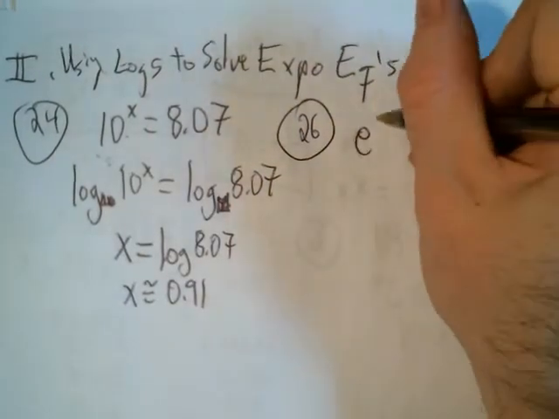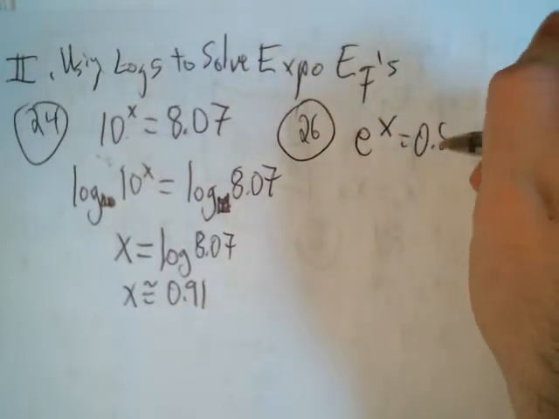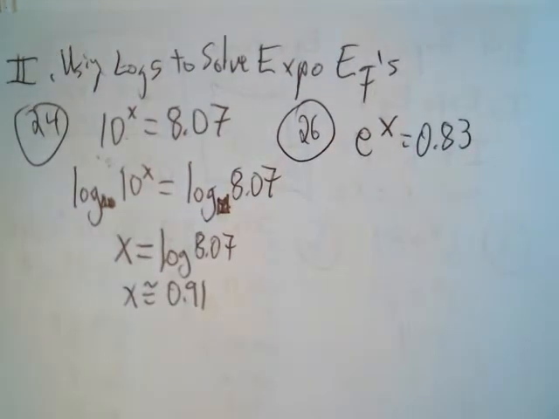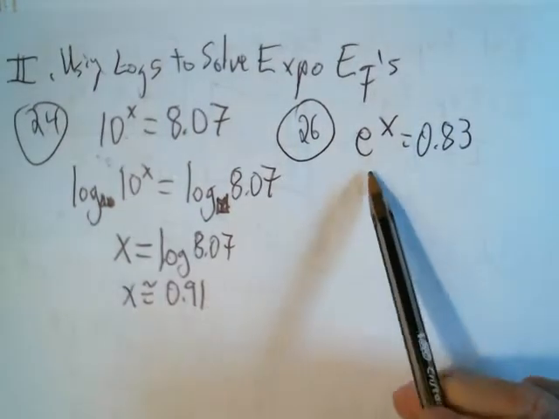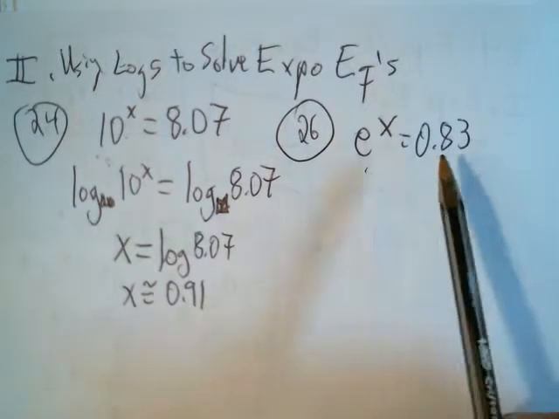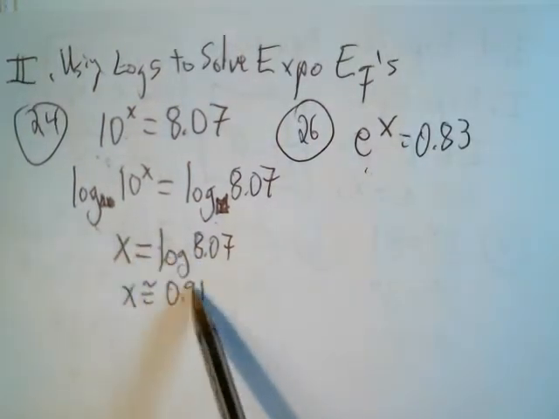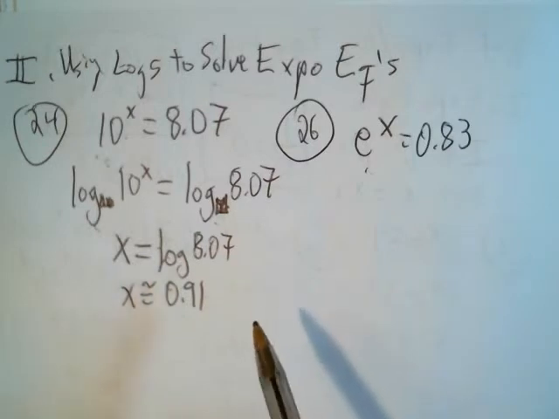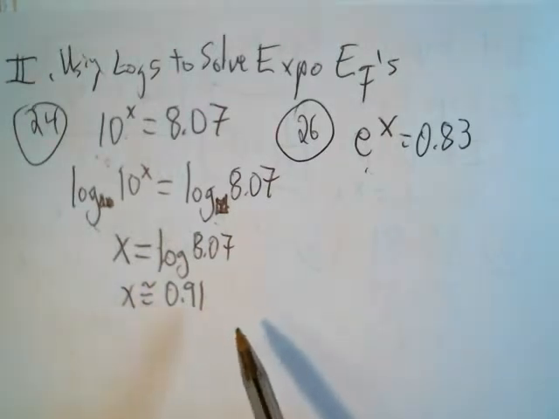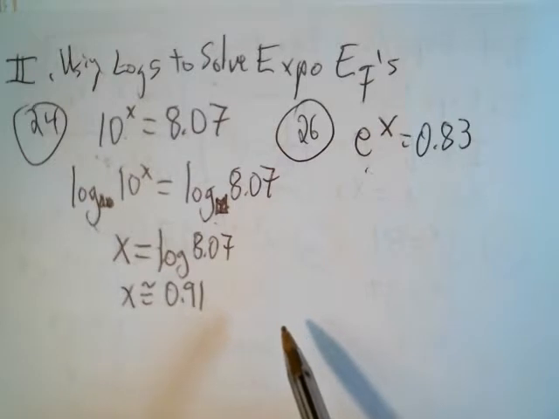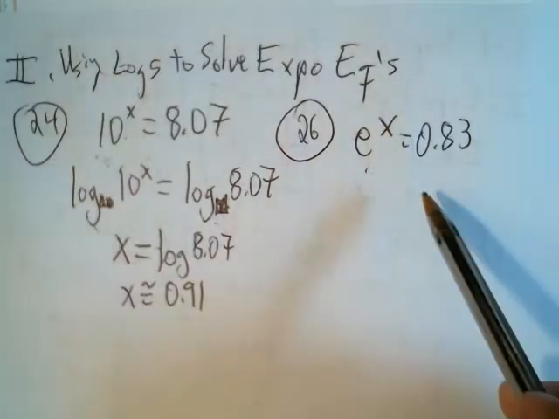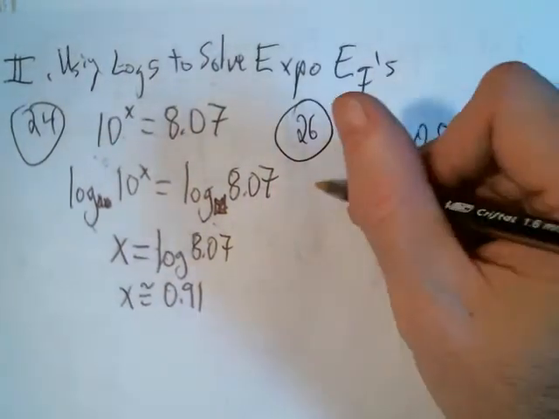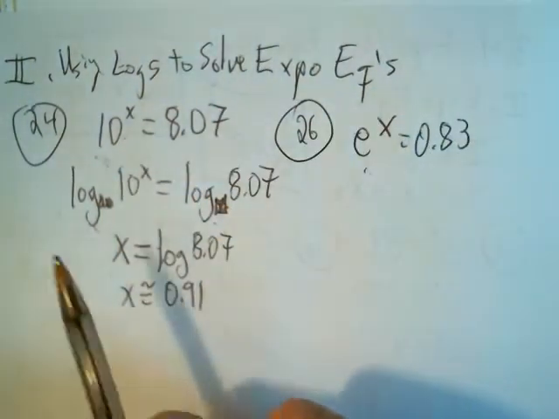Here I have in 26, e to the x equals 0.83. It turns out we use the natural base e so much that in general, when you take logs on both sides, you're probably going to be using the natural log. Okay? And it's especially true because it seems like my calculator doesn't even have a log base 10 button. It just has the natural log.